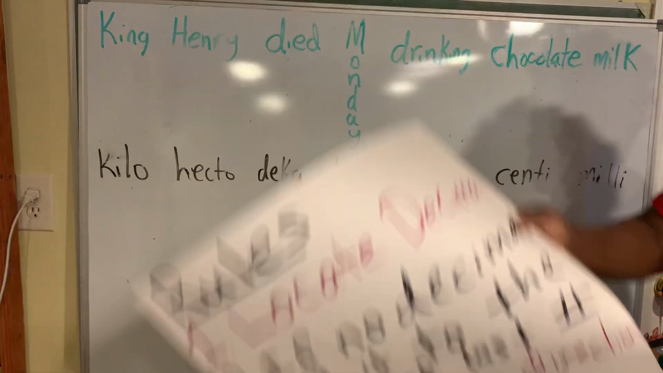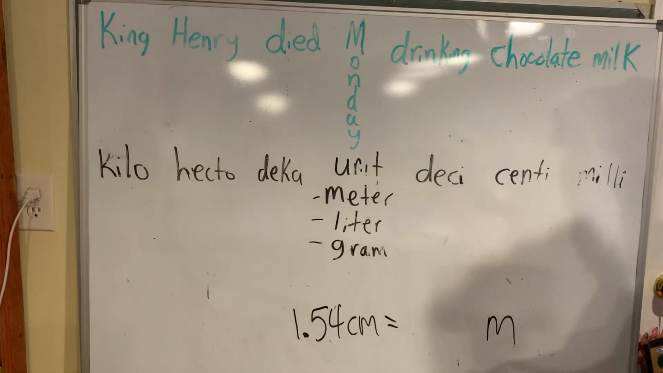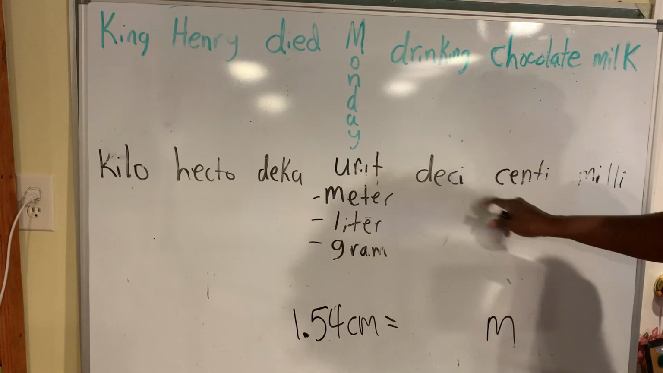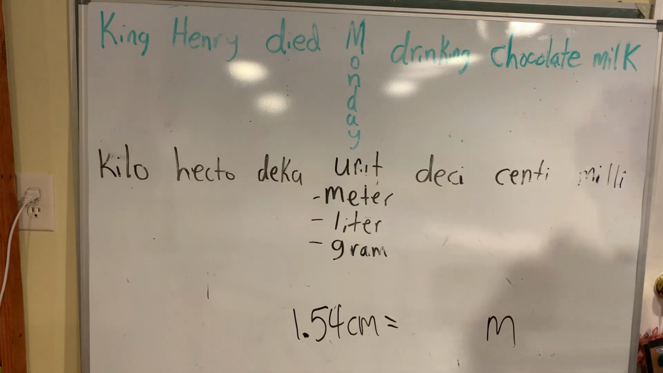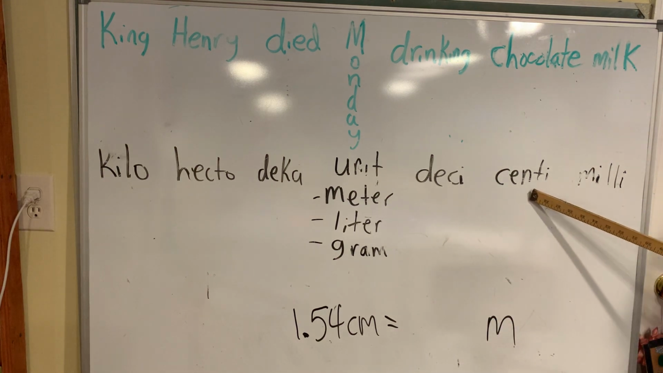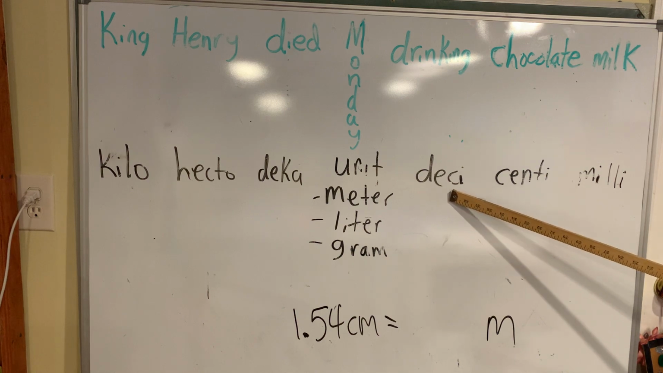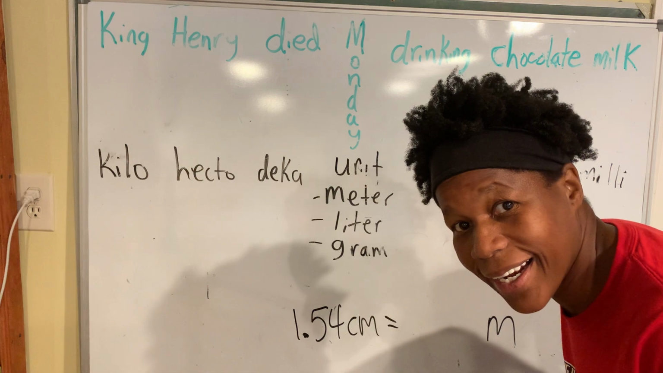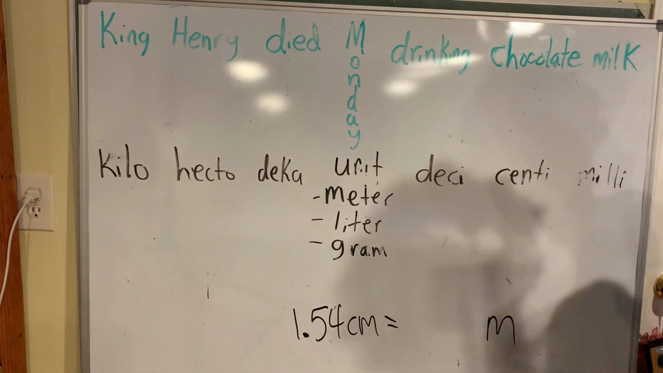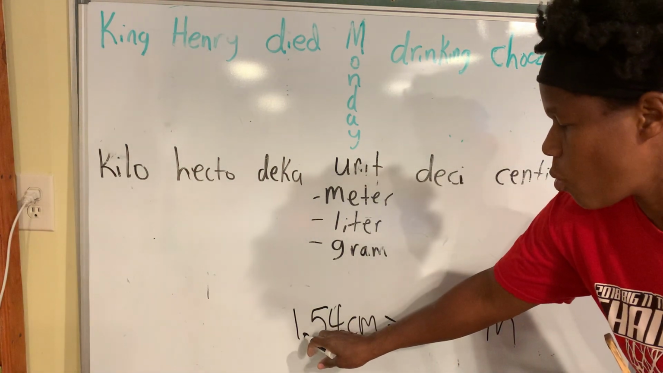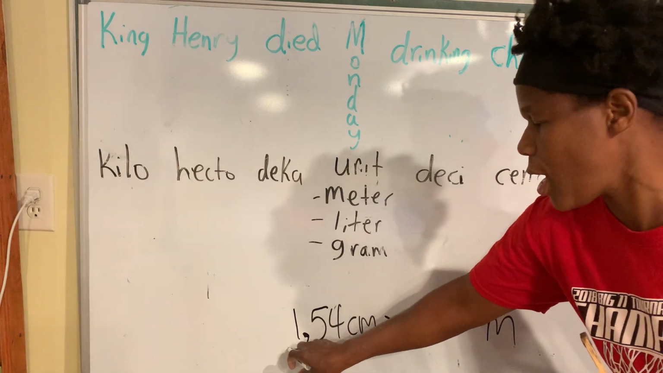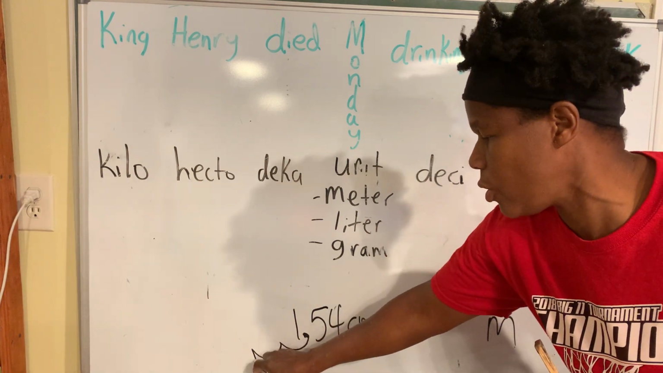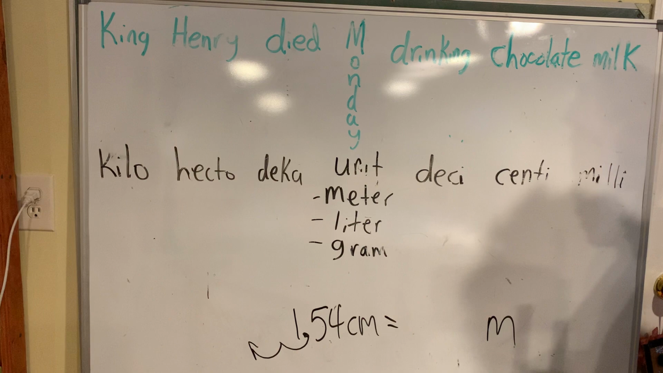So here we go. I'm starting at centimeter, and I'm going to meters. How many times am I moving over? I go 1, 2. I move over 2 times. So my decimal is going to go, watch it, 1, 2. And I leave it there.